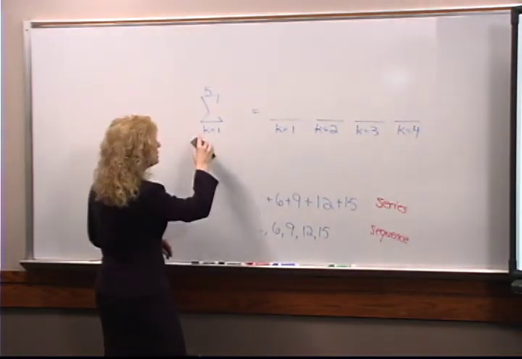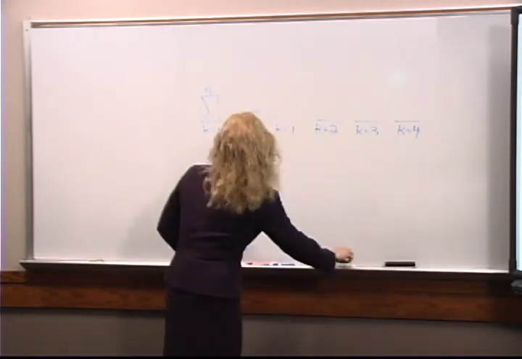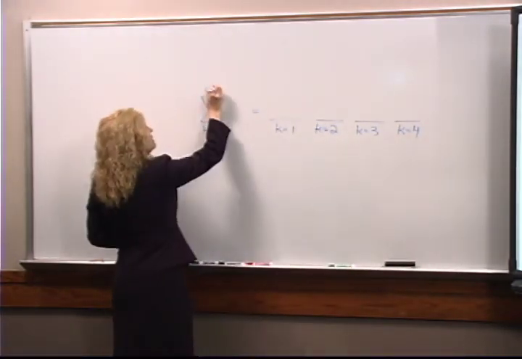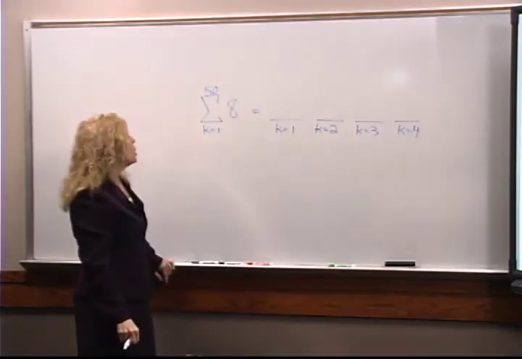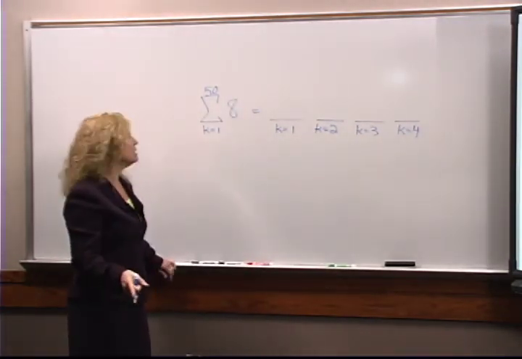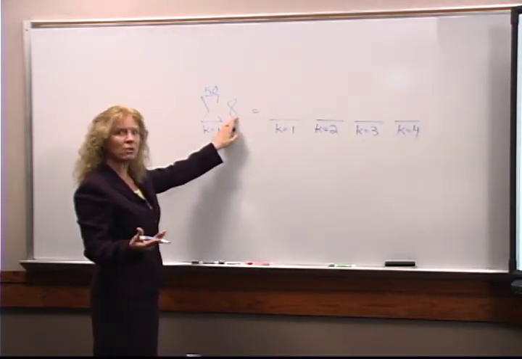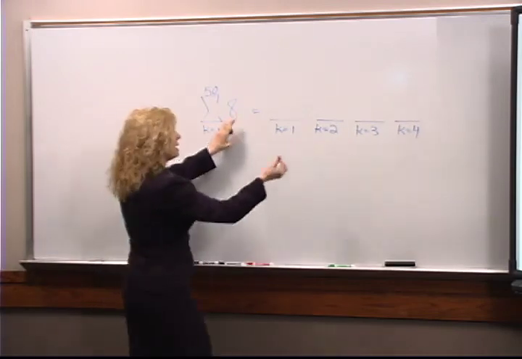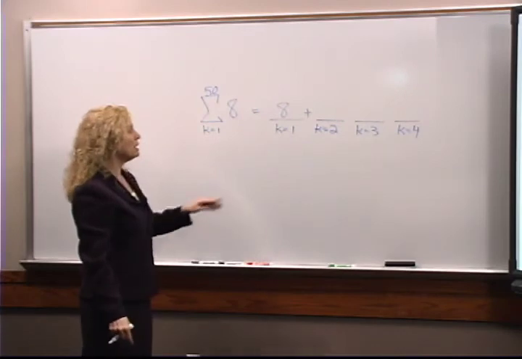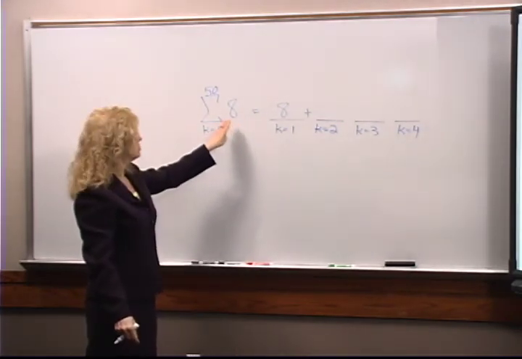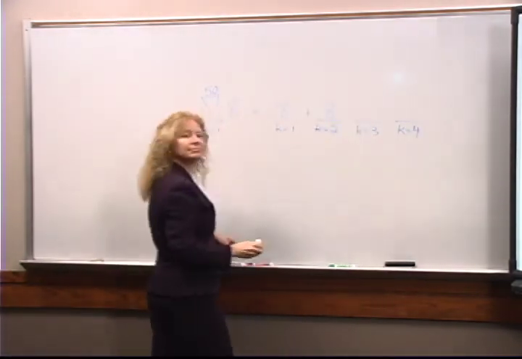Here's what we've got. The sum as k goes from 1 to 50 of 8. Well, let's see here. If k is 1, I put a 1 in for k, but I don't have a k. Well, then I guess the answer is 8. Then I put in a 2 for k. Well, there's nowhere to put it. The answer is just 8.